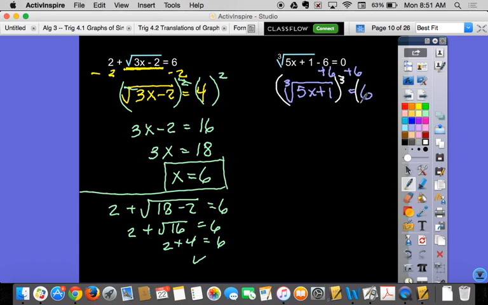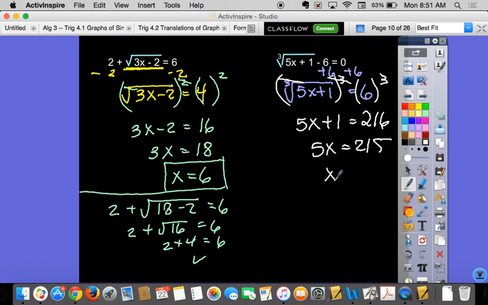Alright, you're going to cube both sides. The cube and the cube root cancel out, and I've got 5x plus 1 equals, now 6 times 6 times 6, I do believe it's 216. Alright, if I take 1 away, I've got 215, and then I have 215 divided by 5. I'm going to type that in because I don't know it off the top of my head. 43. Once again, it would be wise of us to check that.